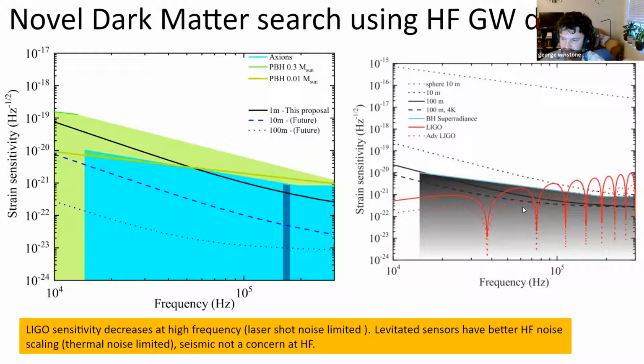The second reason why you can really compete with LIGO is the different scaling of the noise sources, again, in the frequency band way above its free spectral range where it's designed to work. LIGO is laser shot noise limited, whereas our system is Brownian thermal noise limited, and the frequency scaling of those two processes is very different.